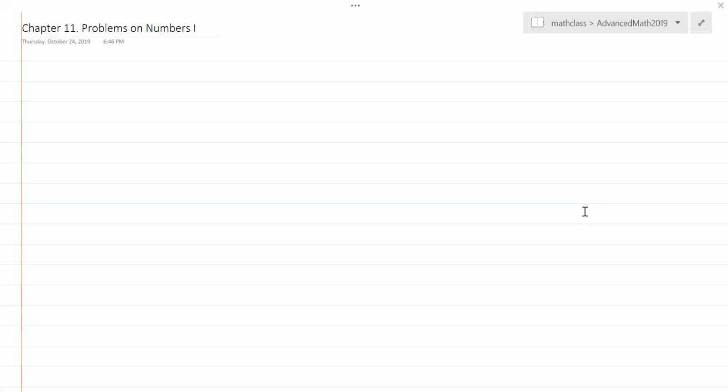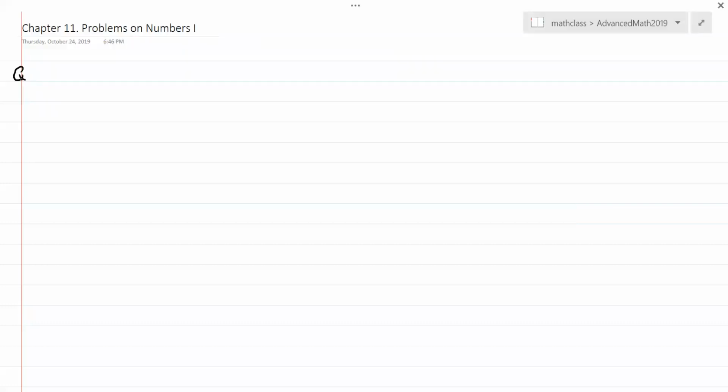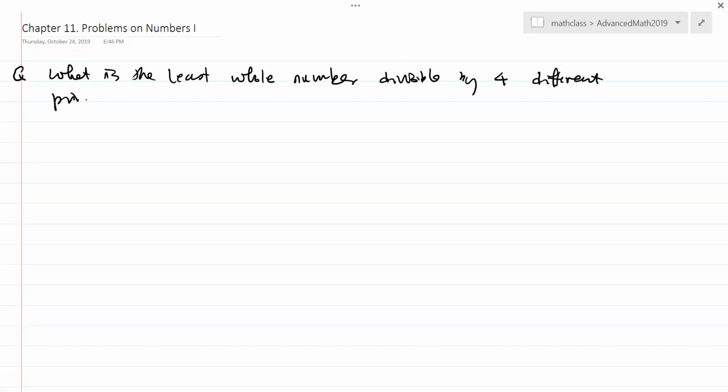Okay, my first question, let's begin with the problem first. What is the least whole number, a positive integer, that is divisible by 4 different prime numbers? Now, if you know the prime numbers, it is going to be a product of 4 prime numbers. You have to make the prime numbers as small as possible.